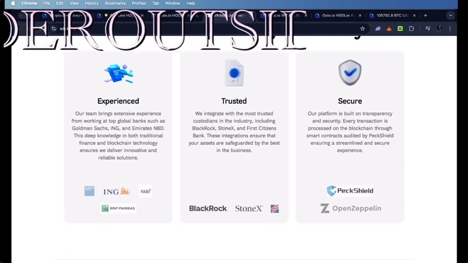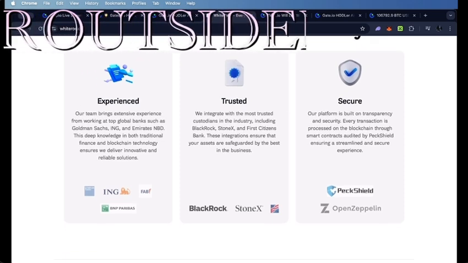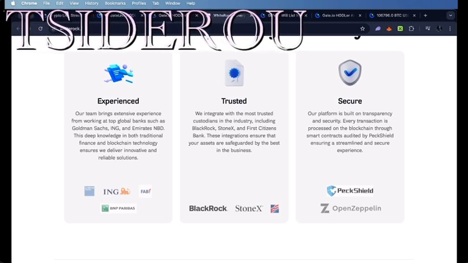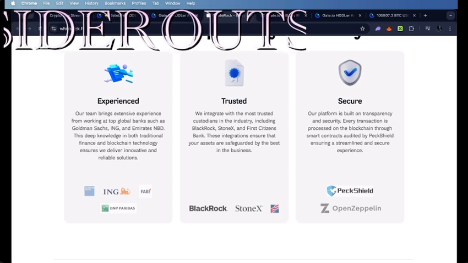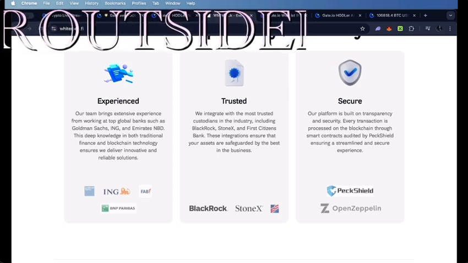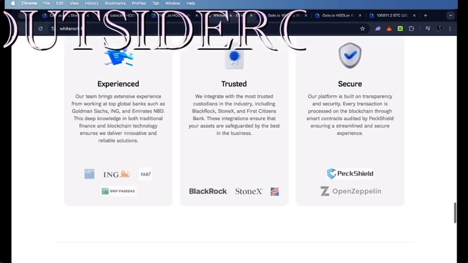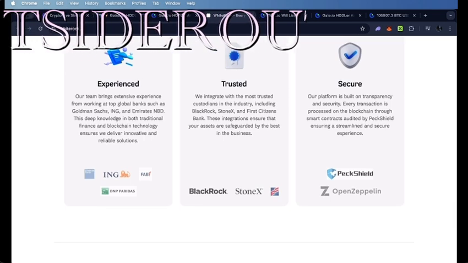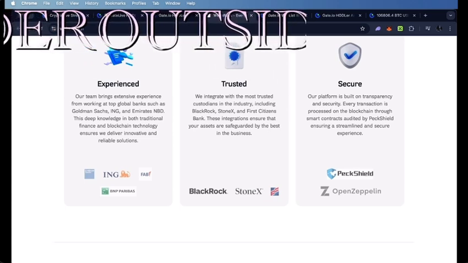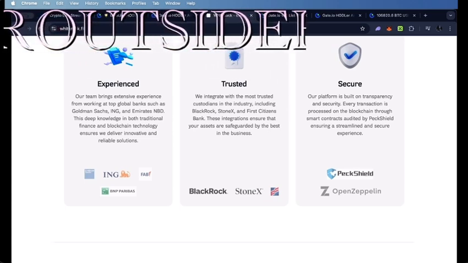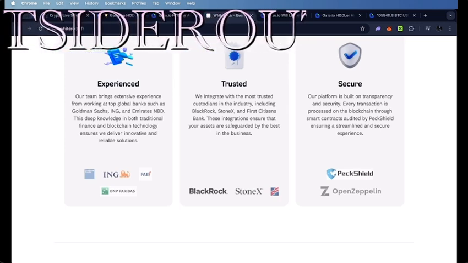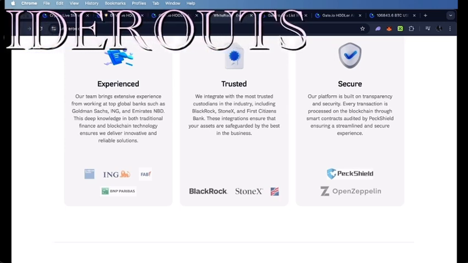And it's trusted. We integrate with the most trusted custodians in the industry, including BlackRock, StoneX, and First Citizens Bank. These integrations ensure that your assets are safeguarded by the best in the business. Secure: our platform is built on transparency and security. Every transaction is processed on the blockchain through smart contracts, identified by Peg Shield, ensuring a streamlined and secure experience.